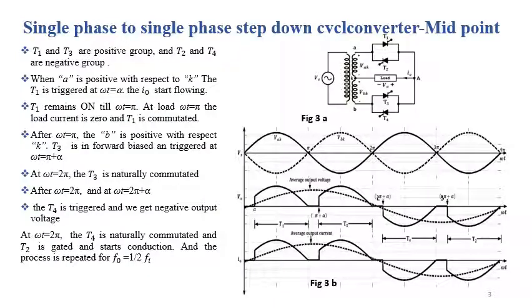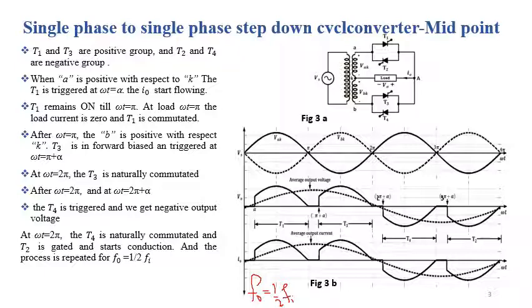In this slide, we shall discuss the single phase to single phase step down cycloconverter by using midpoint topology. Figure 3a shows the circuit diagram of a single phase to single phase cycloconverter by using midpoint topology. Our objective is to achieve an output signal of a frequency lower than the input signal frequency. So here the frequency of the output signal is half of the frequency of the input signal. So how we can achieve this? Let's see the operation of the circuit shown in figure 3a.